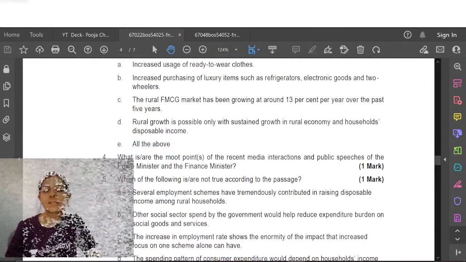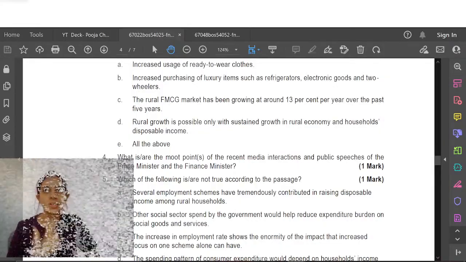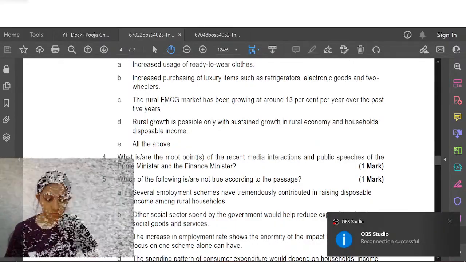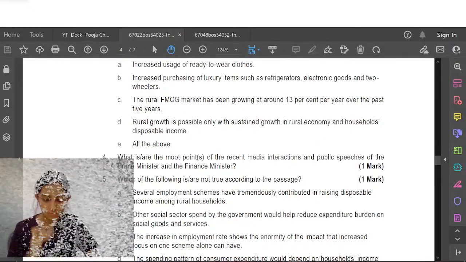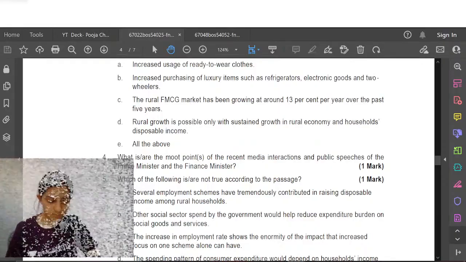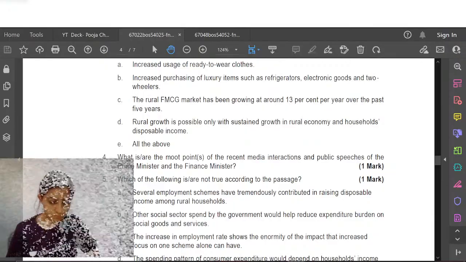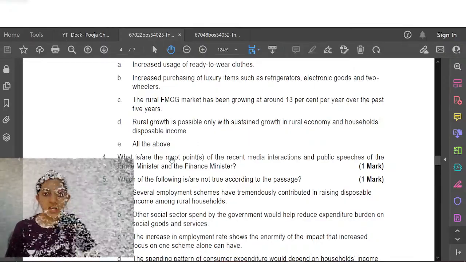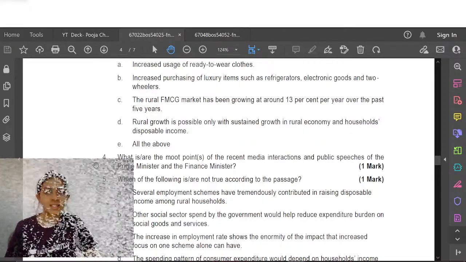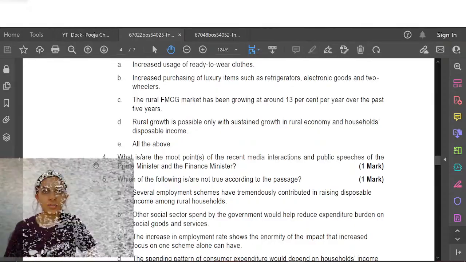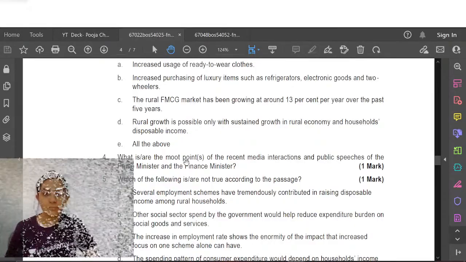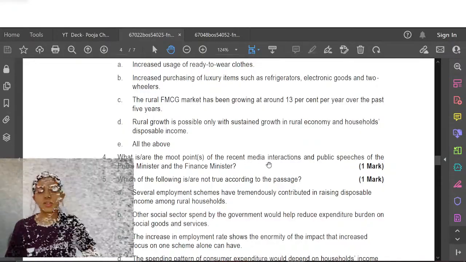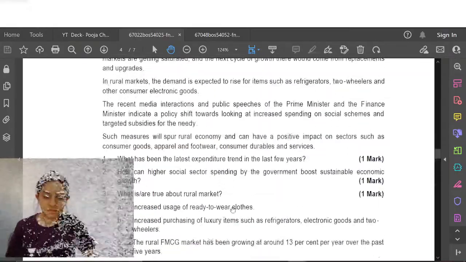What are the moot points? Moot points means the points for discussion. So the word moot points comes from the word moot court. It is used by the baby lawyers who are trying to learn. So they stand in moot courts, that are the courts which are created not for a real purpose but for educational purposes. So that is called as moot court, from which there is a word called as moot points. So what are the moot points of recent media interaction and public speeches of Prime Minister and Finance Minister? Let's have a look.